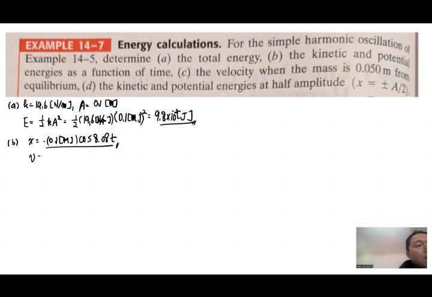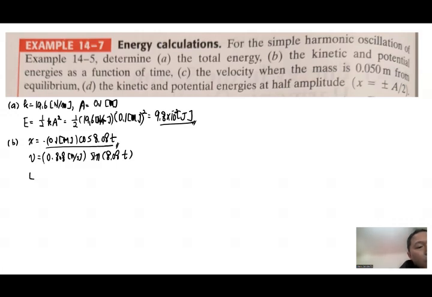Then v is 0.808 meter per second, the maximum velocity, times sine 8.08 t. That is velocity as a function of time. Now you plug those x and v into the potential energy and the kinetic energy as a function of time.